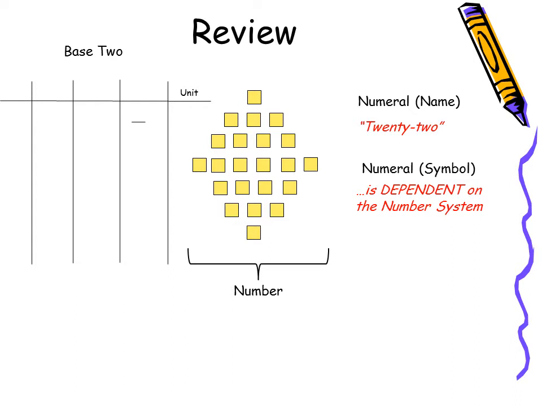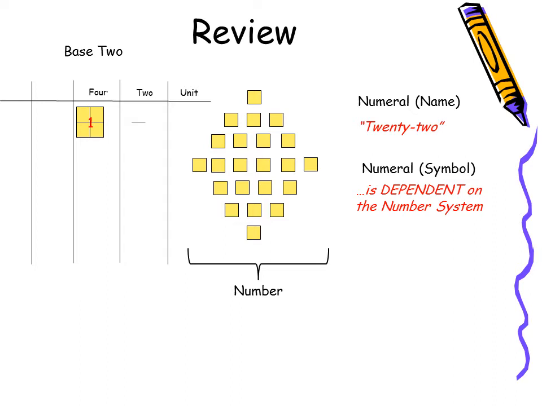In my ones place, if I had 1 group, I can't have 2. I can have either 0 or 1 group. Once I have 2 groups, I need to move over to the next place value. So then I would have 2s. I can have 0 or 1 group of 2s, and as soon as I get 2 groups of 2, I need to move over to the next place value, which will be my 4s.